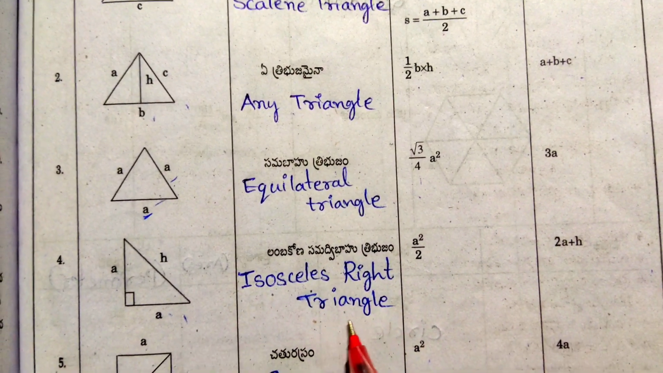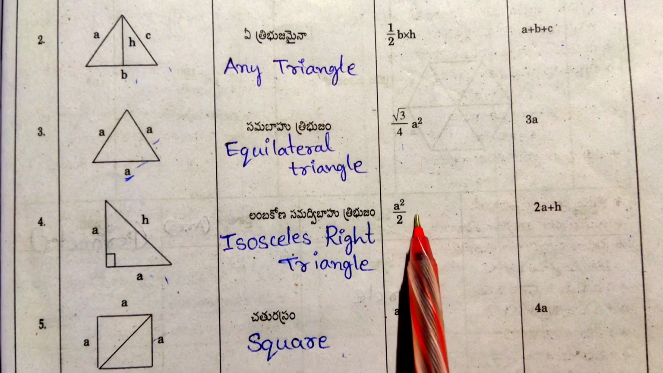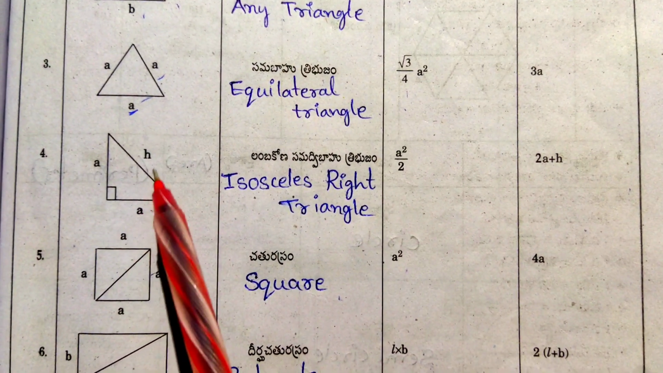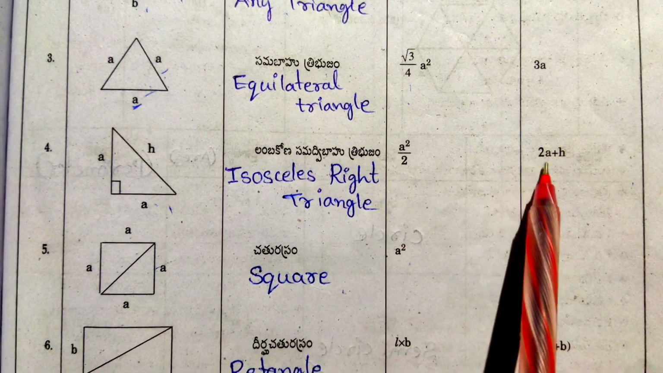Isosceles right triangle. Area formula is a square by 2. Perimeter formula is a plus a plus h, that is 2a plus h.